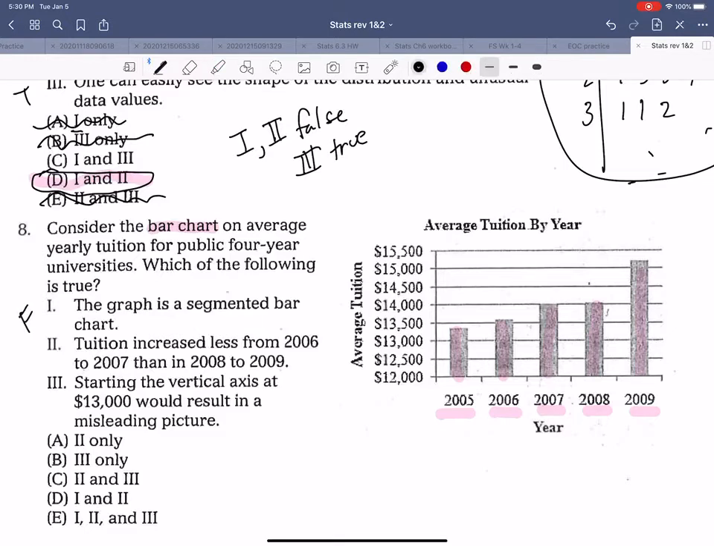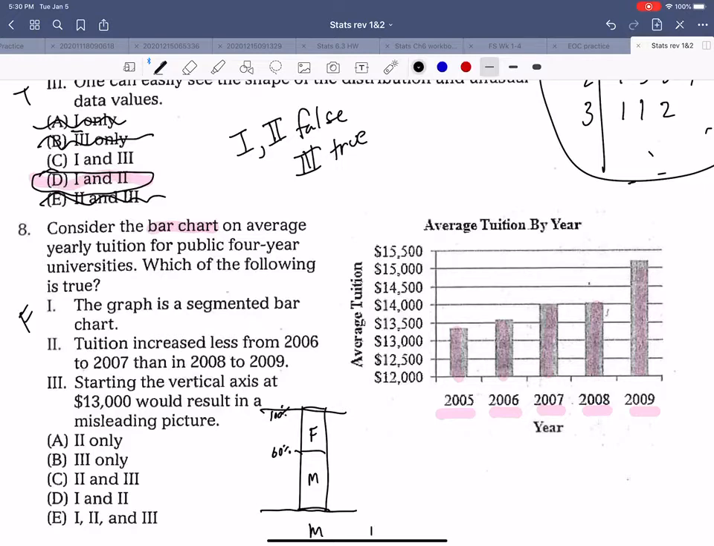So what does a segmented bar chart look like? Well, let's say this was men and this is female. And let's say this was 60%. That's what a segmented bar chart looks like. And that would leave 40% left all the way to 100 for female. So that would be segmented.